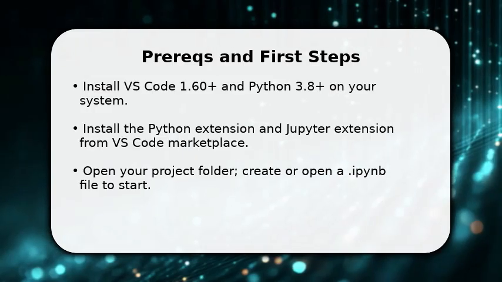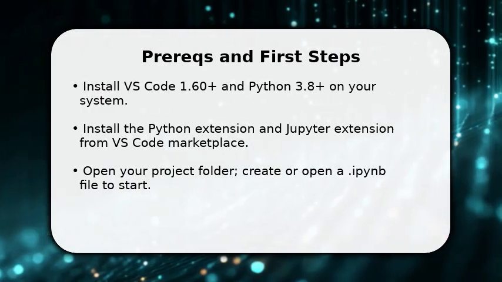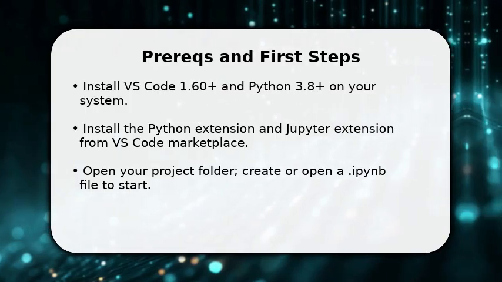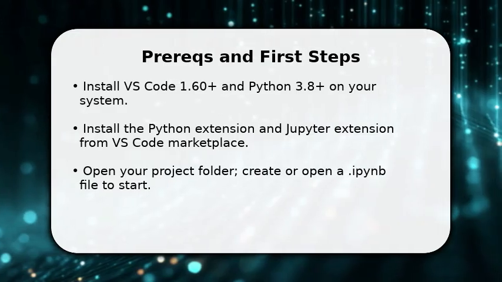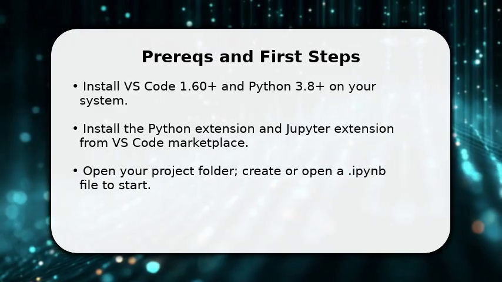You start by confirming prerequisites. VS Code and Python are installed. Once confirmed, open VS Code and install the Python extension, then the Jupyter extension. Make sure to open your project folder so the workspace settings apply. This avoids kernel path issues.